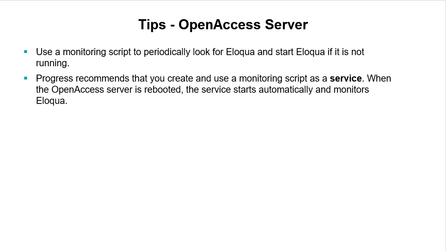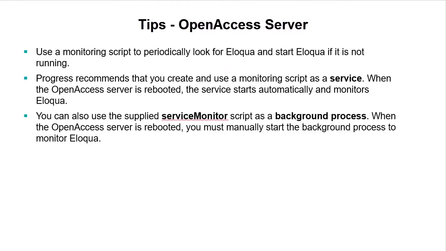Progress recommends that you create and use a monitoring script as a service because the service automatically starts Eloqua and begins monitoring after a reboot. If you prefer, you can use the service monitor script as a background process, but you must manually start the background process after a reboot. Details are found in the online documentation.